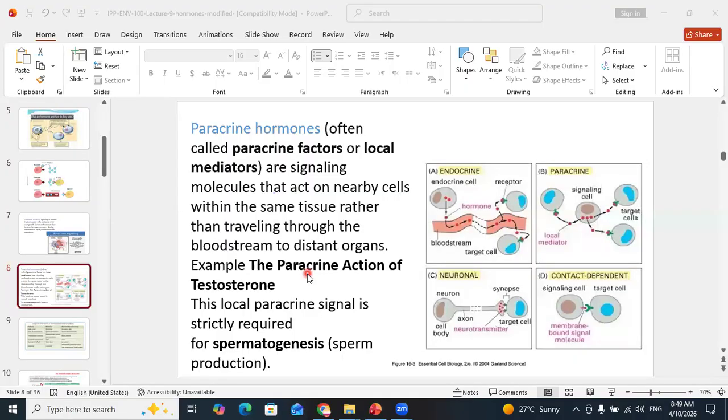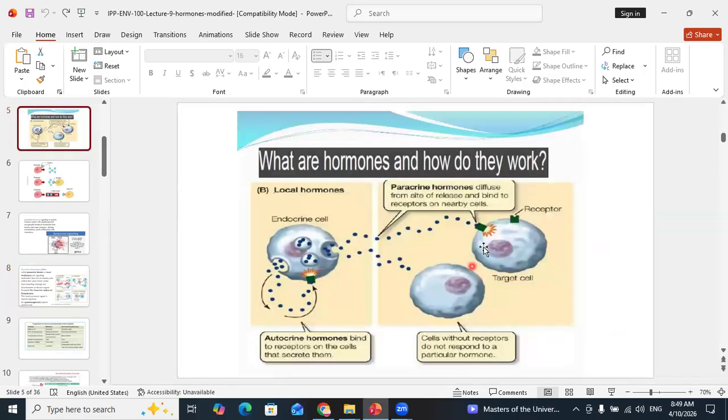So if I quickly revise the previous two slides, the cell that releases the hormone is called the secretory cell. The cell that has the receptor and binds to the hormone is called the target cell. There are two possibilities. Some cells bind to their own released hormone, and that is called autocrine hormone, and sometimes the cells bind to hormones released in the close vicinity, so that is called paracrine hormone.